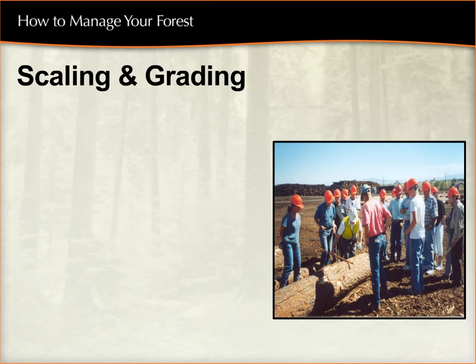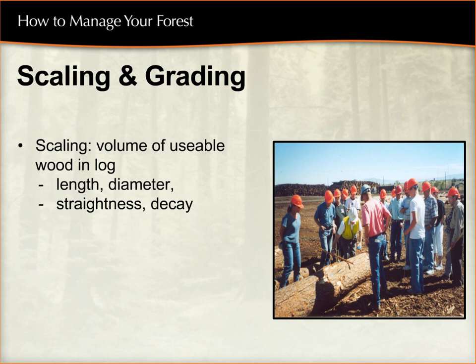Let's talk a little bit about the process used at the mill to value the logs that are sent in. This process can be broken up into 2 processes, scaling and grading. Scaling is the process of determining the volume of the log. This is where they apply either the Scribner log rule or the cubic log rule. To do this, they take into consideration the length and diameter of the logs, but also the straightness and decay of the logs. That is, if a tree is very crooked or contains decay, they might deduct from the volume of that log.